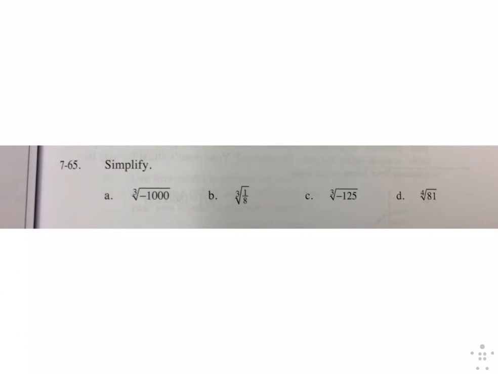Question 765 is asking us to solve some radicals, so let's just go in order. For question A, we have the cube root of negative 1,000. That means that something times something times something equals negative 1,000. So we could logic these out.